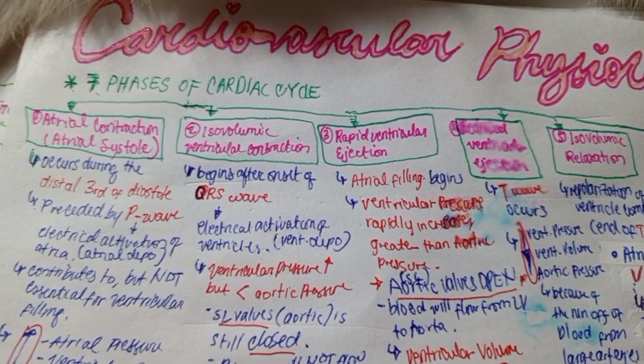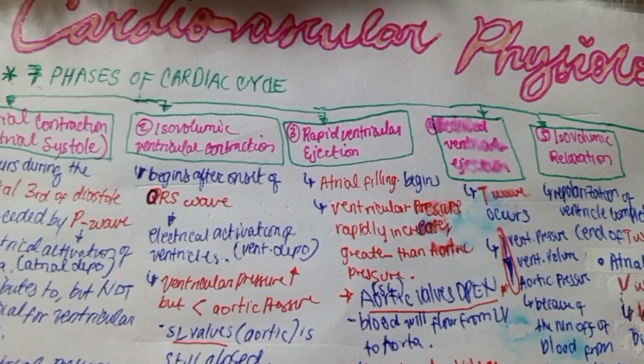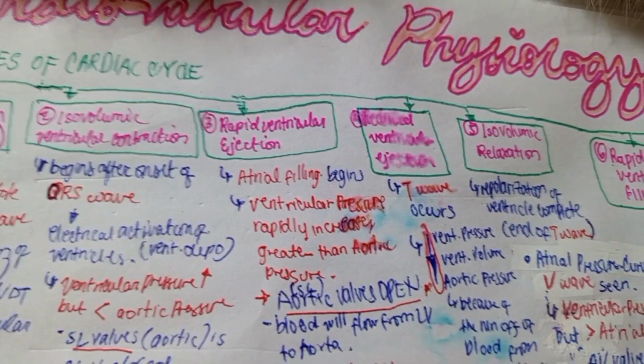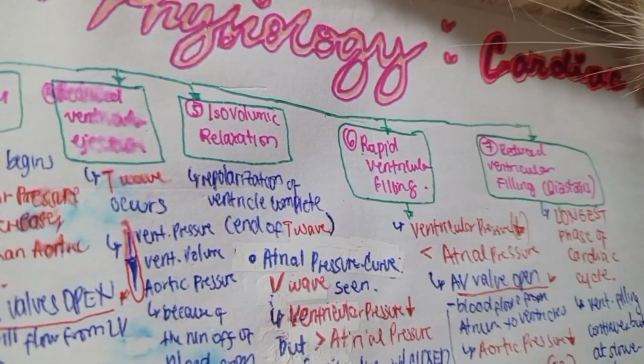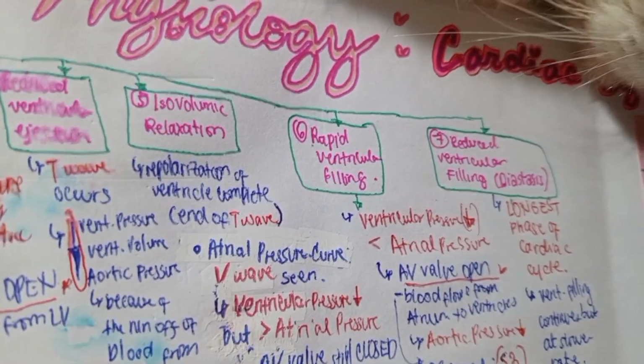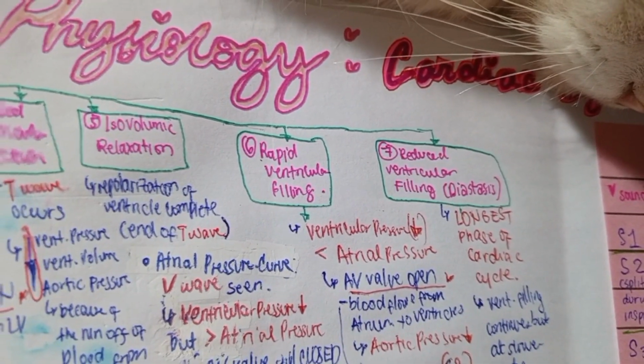So we have the first phase, which is the atrial contraction or the atrial systole. Second is the isovolumic ventricular contraction. Third is the rapid ventricular ejection. Fourth is the reduced ventricular ejection. Fifth is the isovolumic relaxation. Sixth is the rapid ventricular filling. And the last one, 7, is the reduced ventricular filling, which is also known as the diastasis.